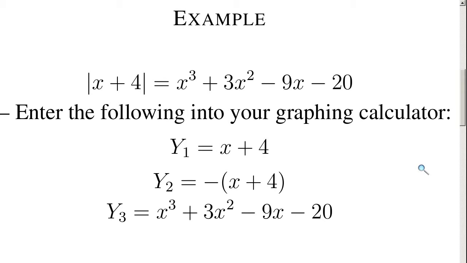By request, I have this example for you. It involves solving an equation for x where there is a polynomial and an absolute value sign, and you're allowed to use a graphing calculator to solve it. Now, it's pretty simple when you're allowed to use graphing calculators.